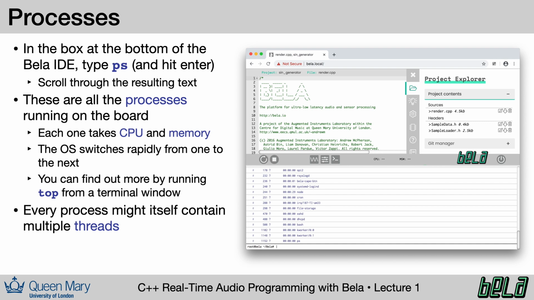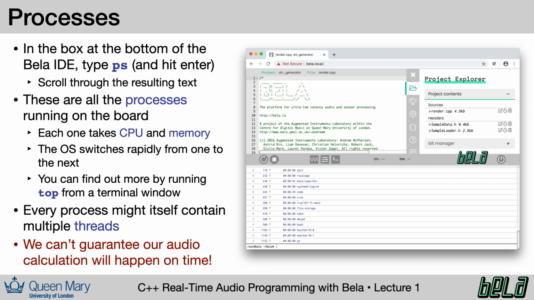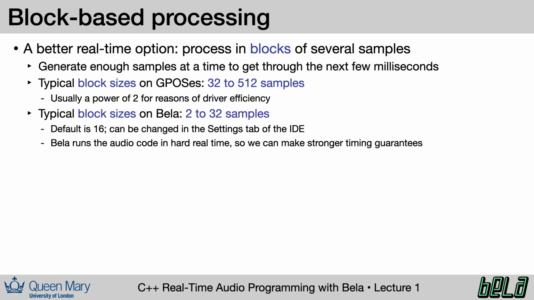Each one takes some load on the CPU, takes some amount of memory, and the job of the OS is to switch rapidly from one to the next. And it's even worse because within those processes, every individual process might contain multiple different threads of execution. And so we have a real problem. We can't guarantee that our audio code is always going to run within 22.7 microseconds because the system might be busy with something else at the time.